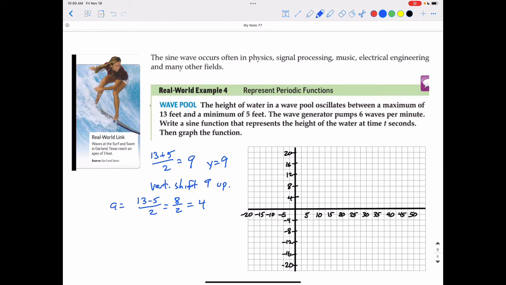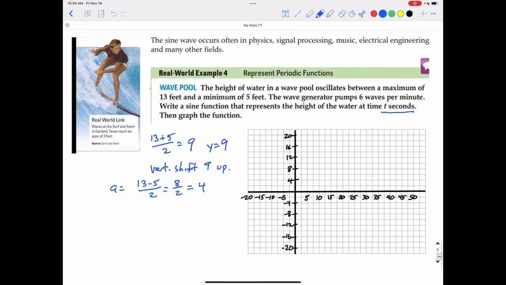We're supposed to write this in terms of seconds, so we need a period. If it is 6 waves per minute, with 60 seconds in a minute, the period is going to be the 60 seconds divided by the 6 waves per minute, which means we have a period of 10 seconds. Now, normally we find period, if we do it in terms of pi, by taking either 360 or, in terms of pi, 2 pi divided by b.